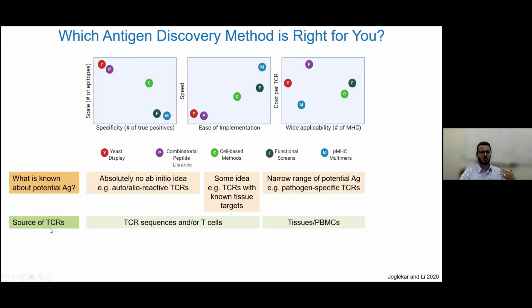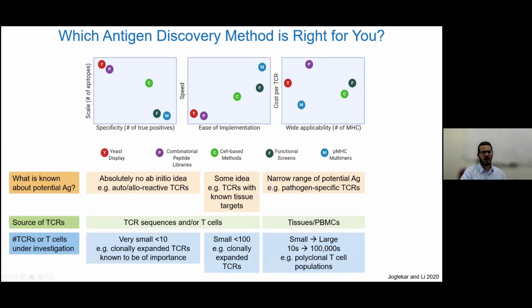It also changes based on where the T cells are coming from. If you only have TCR sequences or a small number of T cells, you can start with the cell-based or TCR-directed methods. But if you have good accessibility or availability of tissues, then you can probably use some of the antigen-directed methods. And based on how many T cells you're looking at, if you're looking at a very small number of T cells, for example, TCRs that are clonally expanded or are important in a given disease, then yeast display type methods are good. Cell-based methods are also good in that sort of setting. But if you are looking at a large number of T cells, like polyclonal T cell populations, but a narrow range of antigens, you can use the antigen-directed methods.